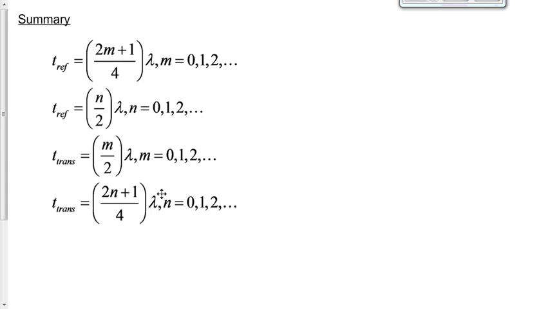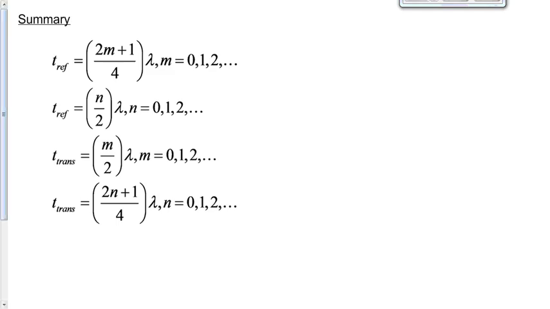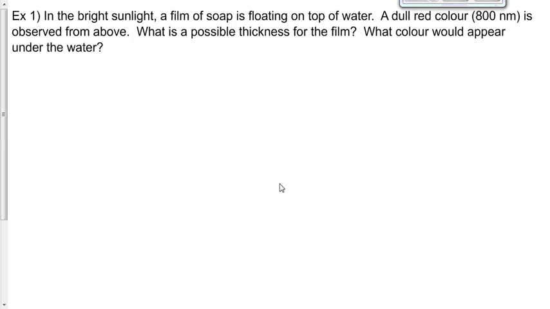And let's see if we can apply this to a question here. So here's again our four expressions. Let's look at our first example. So we're in the bright sunlight. We look down on a film of soap floating on top of water, and we see that it's a dull red color when we observe it from above. And I want to know, what is a possible thickness for this film?